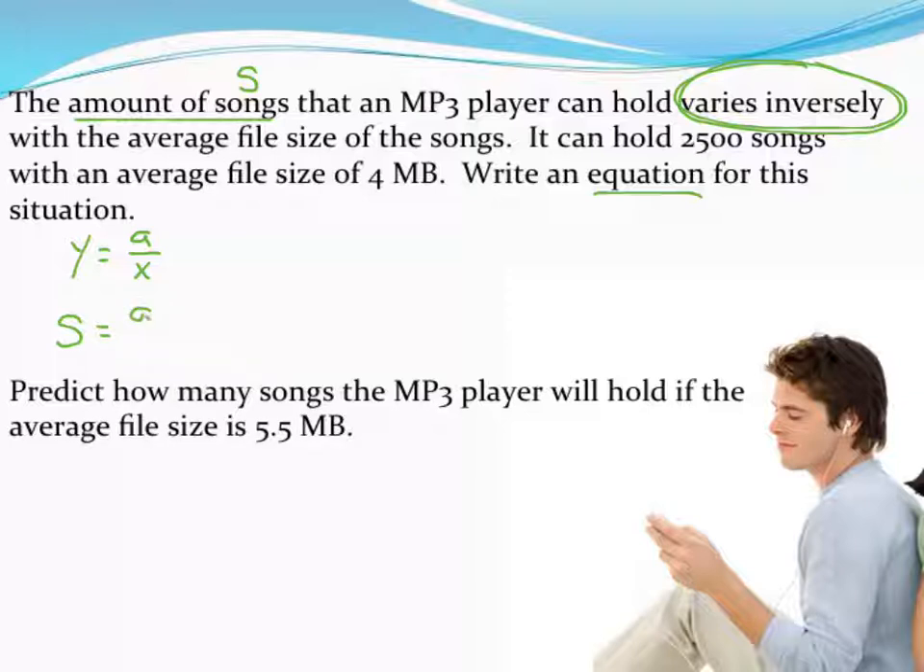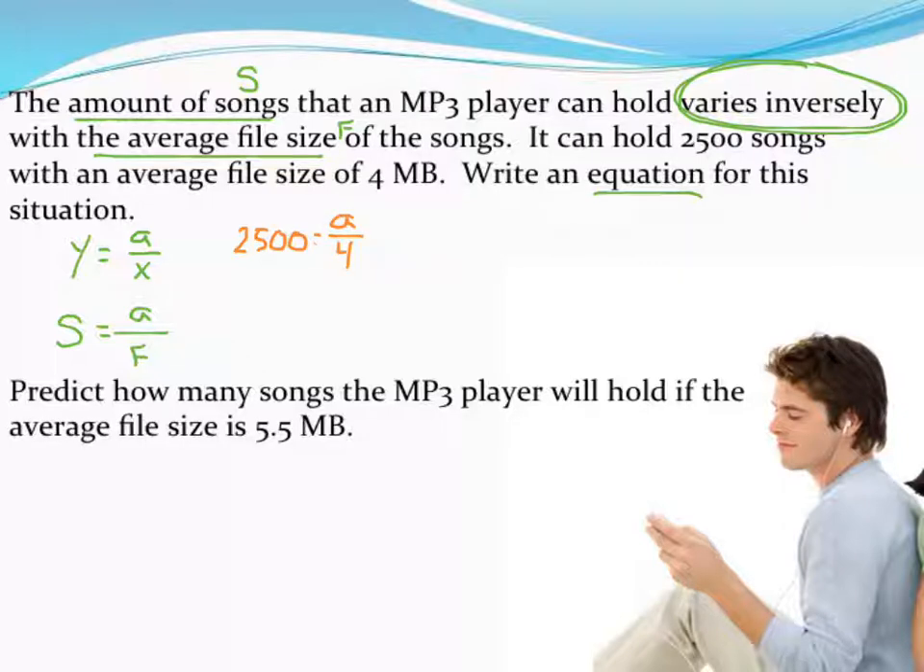A is just a because that's my constant of variation. And what it varies inversely with is the average file size. I'm going to use the variable f to represent the average file size. So rather than y equals a over x, I'm going to use s equals a over f. Now you don't have to do it that way, but I think that makes a lot more sense, especially so we can remember what our variables stand for. So just like step 1, they're going to give you some values to plug in for s and f in order to find your constant of variation. So they tell us that our iPod or MP3 player can hold 2,500 songs when the average file size is equal to 4.